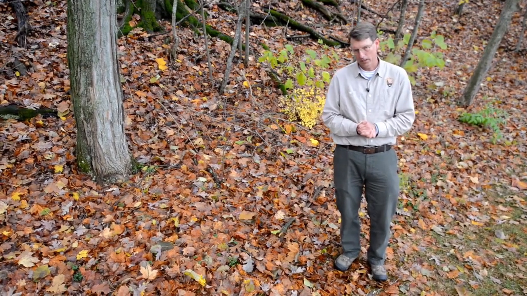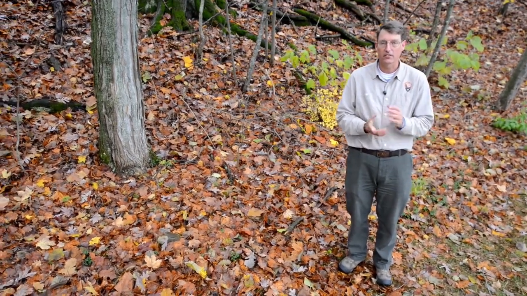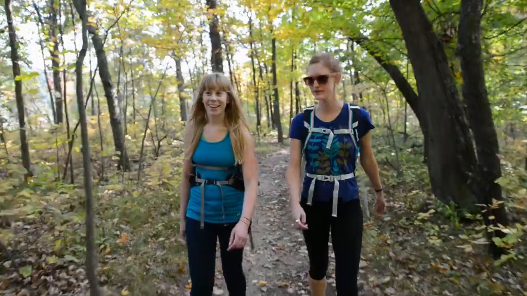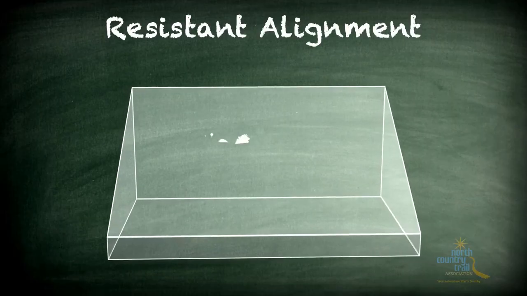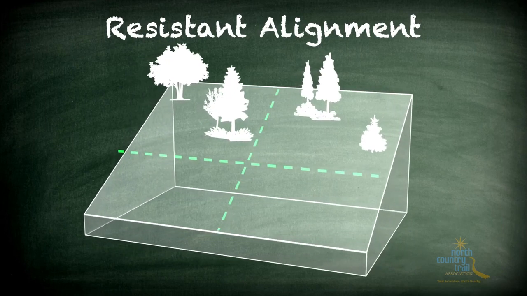Let's just review what we covered. A fundamental principle about designing and laying out sustainable trails is to keep the users on the trail and get the water off the trail. Getting the water off the trail means designing a trail alignment that's resistant, that doesn't use the same slopes and the same grades that the water wants to travel on.